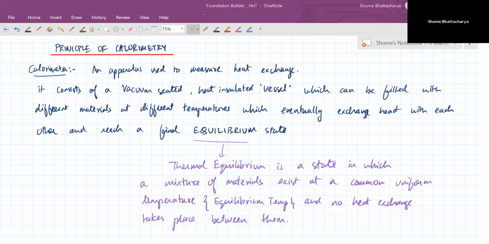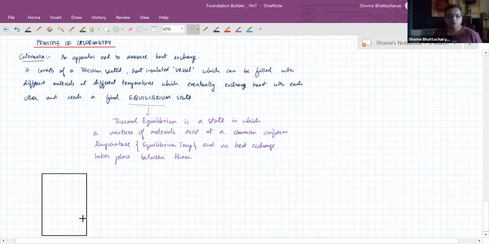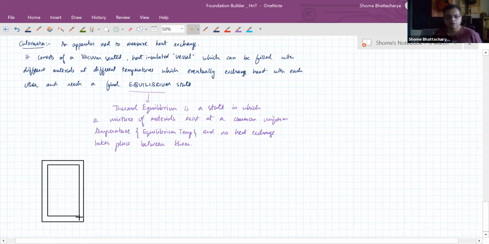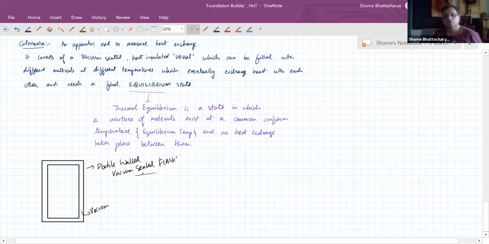Yeah, we will understand about the calorimeter and the principle of calorimetry in more detail. So you can just think of the calorimeter like a flask, like a thermally insulated flask. And the thermal insulation is actually achieved by making it a double walled flask, which is vacuum sealed. So between the two walls, there is vacuum sealing. So double walled vacuum seal flask kind of thing it is. So there is no heat exchange between the inside and outside. Okay, so that is the calorimeter.